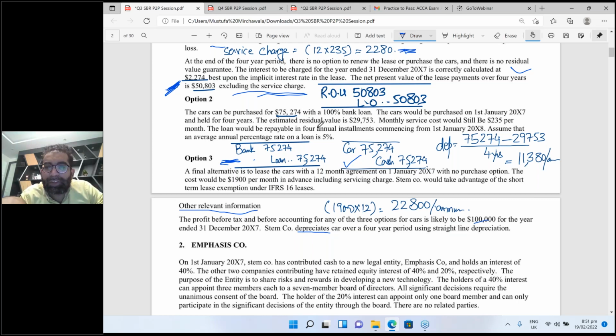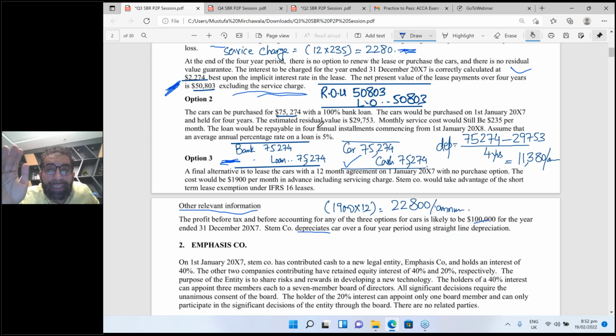The car would be purchased on 1st January X7, the first day of our accounting period, and held for 4 years. The estimated residual value is also given, and I'm sure you know how to calculate depreciation using the straight line method. So the loan would be repayable in 4 annual installments commencing from 1st January X8. That means open your eyes.